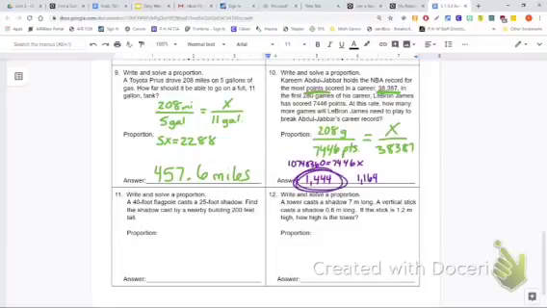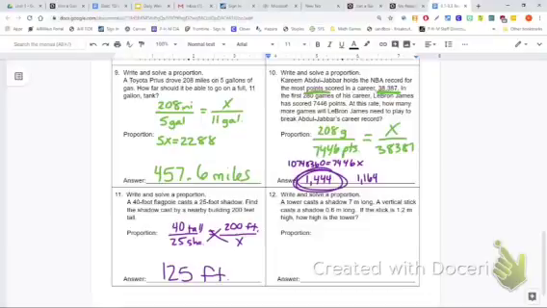Number 11, you should have this one set up as 40 feet tall by a 25-foot shadow is comparable to 200 feet tall, and we don't know the shadow. Crisscross 40x equals 5,000, and we get 125 feet.